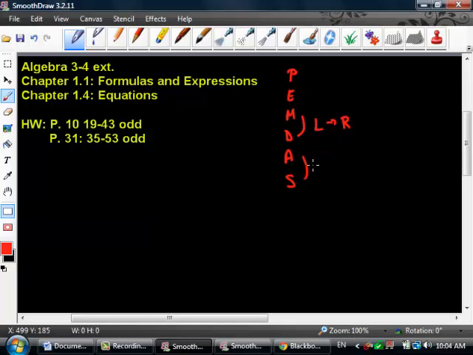Addition and subtraction as a separate operation moves also from left to right. So what that means is that you do not do subtraction before multiplication, right? You will always take care of this operation before this one. It's just these two are going to be left to right depending on which one's first. These two are going to be left to right depending on which one's first. Raise your hands if you have any questions about that.